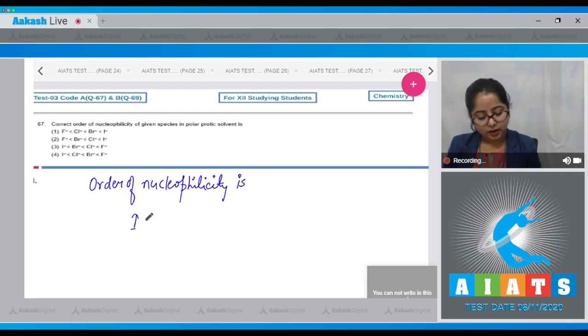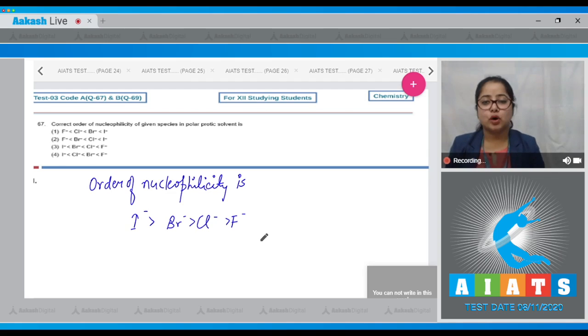I minus, Br minus, Cl minus, and least is of F minus, because smaller anion is highly hydrated. That means the nucleophilicity of iodide ion will be maximum. So the correct order is represented in option number 1.